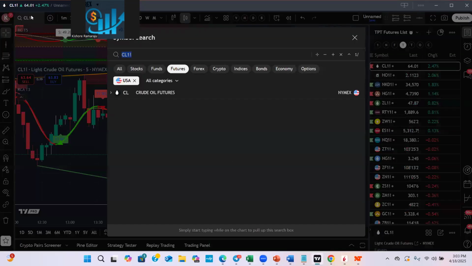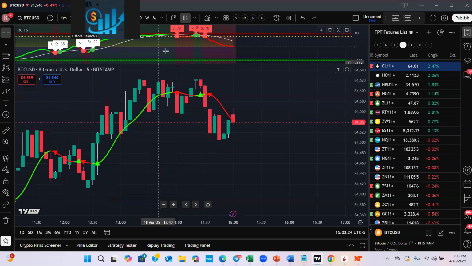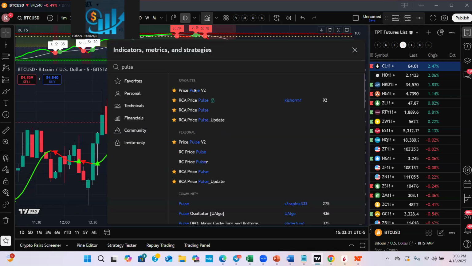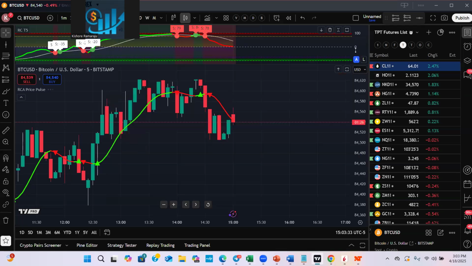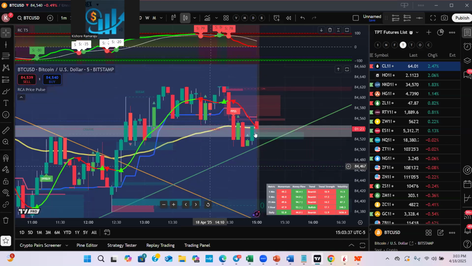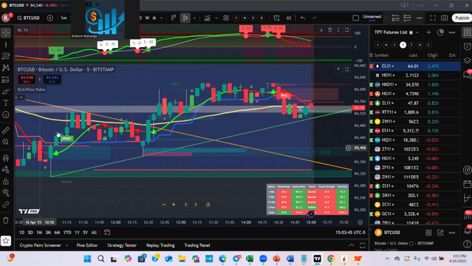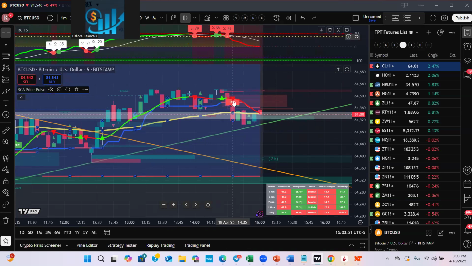If you want to trade Bitcoin, you can trade Bitcoin, whatever you want. So, for example, Bitcoin, right? We got a price pulse buy. We don't have a strong buy. We just have... so we got a price pulse sell now. So price pulse sell. Now there is a nice red line.